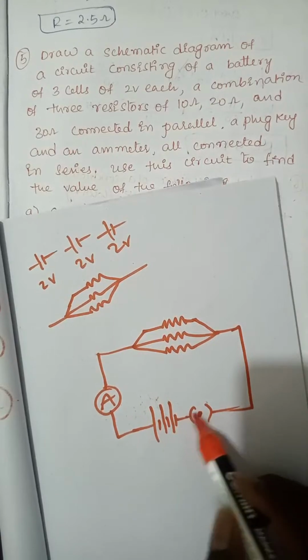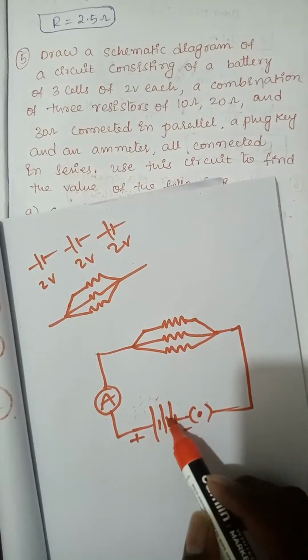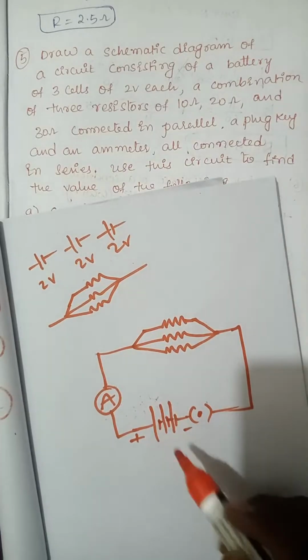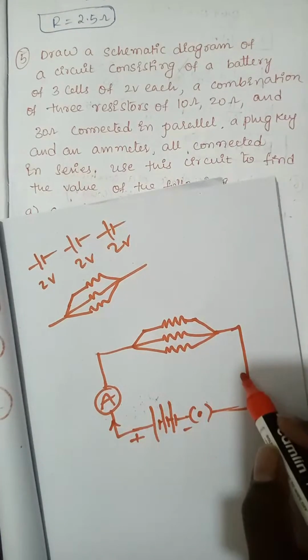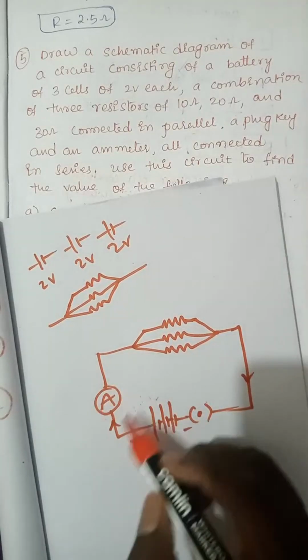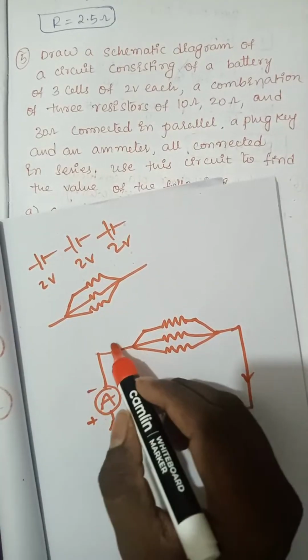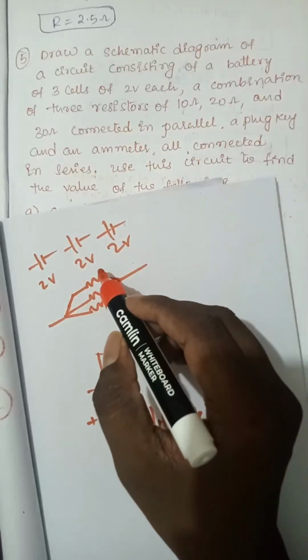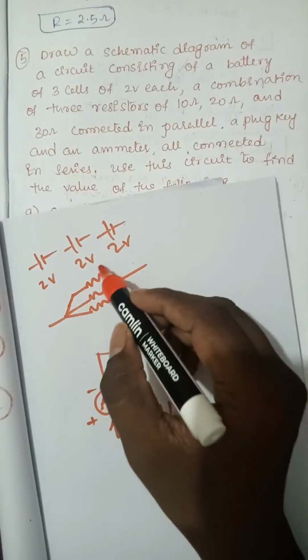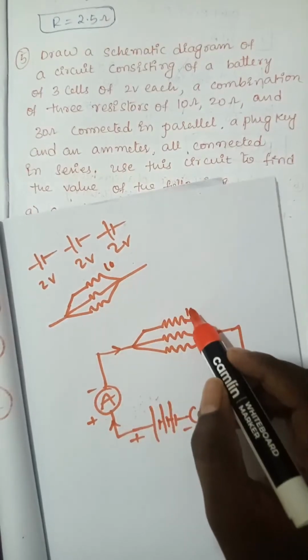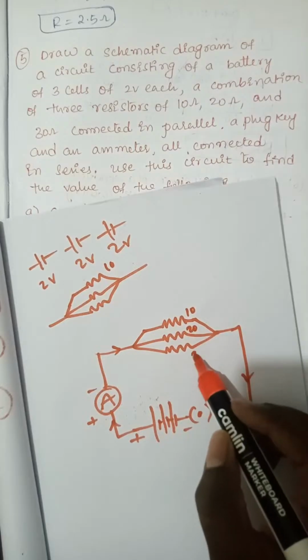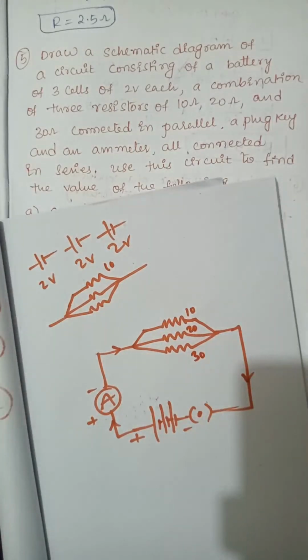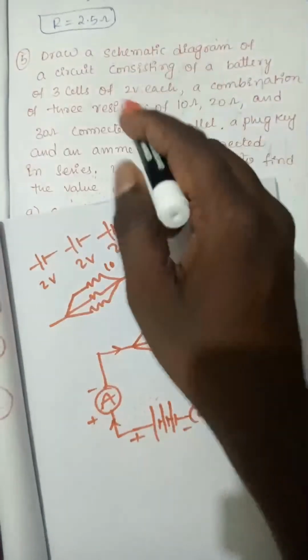Okay, current is passing through it. So positive terminal, negative terminal, current is passing here. What are the resistors? Here 10 ohm, 20 ohm, and 30 ohm. So all are connected in parallel. So that is about how to draw a schematic diagram of the circuit. See, this is the question.